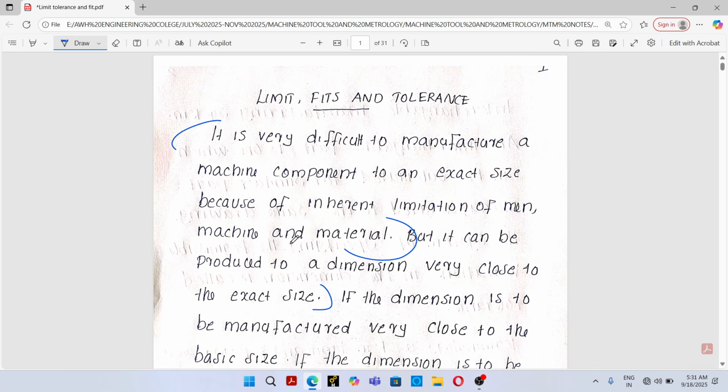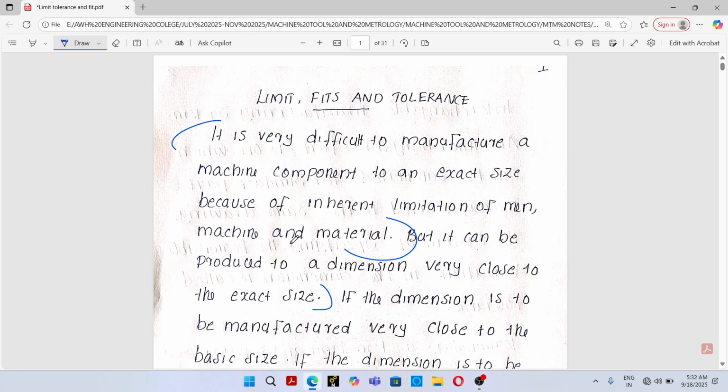So in the case of mass production, there should be some variation from basic size. So a manufacturing system which provides or allows variations from basic size is known as interchangeable manufacturing system. So that is the concept of interchangeable manufacturing system.